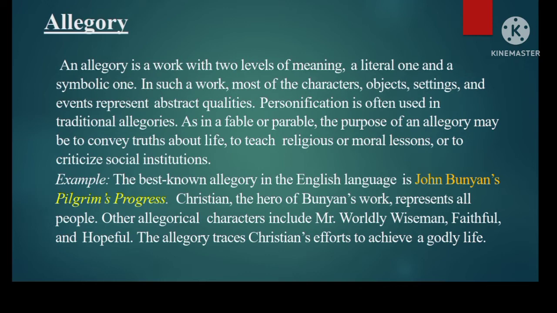The best example of allegory from English literature can be seen in John Bunyan's most important work, The Pilgrim's Progress, in which Christian, the hero of Bunyan's work, represents all people. Other allegorical characters include Mr. Worldly Wiseman, Faithful and Hopeful. The allegory traces Christian's effort to achieve a godly life.